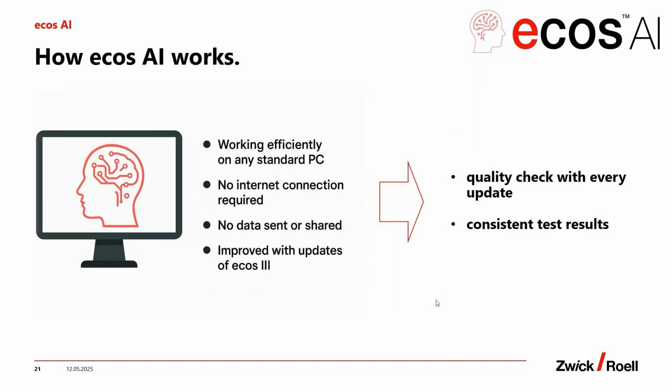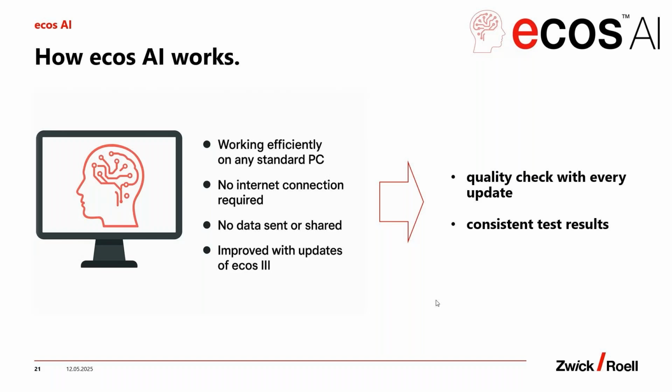So how is ACOS AI working? Now I told you how it was trained, how it was quality checked, and how we came to the point where we are now. And the point where we are now is shown in this slide. So ACOS AI is working very efficiently on any standard PC. As I said before, it's trained on a very, very powerful PC, but it's working on any standard PC. So we're speaking about a state-of-the-art i3 or a standard i5 with standard equipment. So nothing very powerful needed.